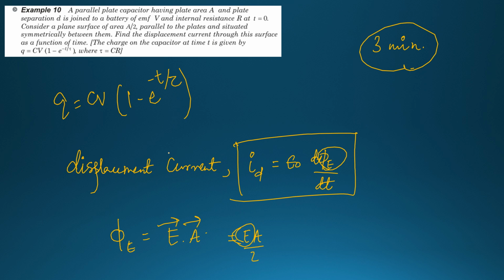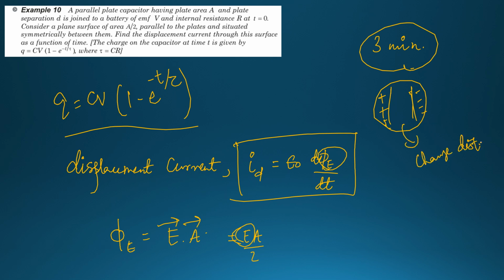Can we get E from your charge? This is a capacitor with plate area A joined by a battery. So charge is distributed overall over the plate. That means there is a charge distribution, an area charge distribution, that is q by A. Sigma is equal to q by A, and that is C V into 1 minus e to the power minus t by tau, divided by A.